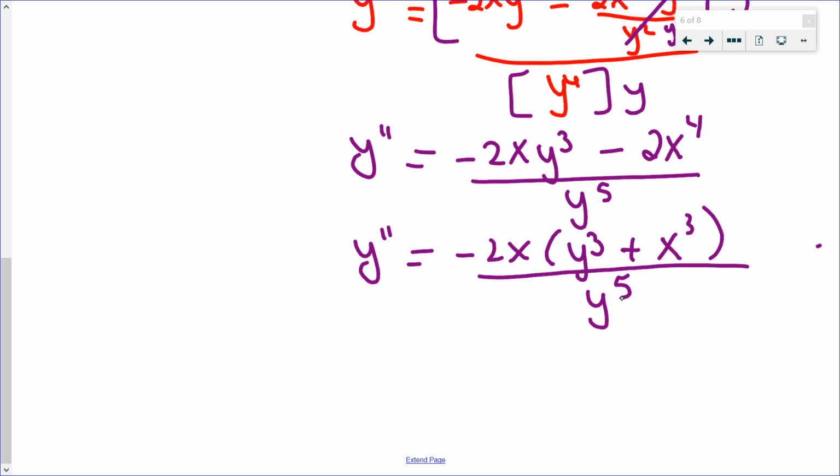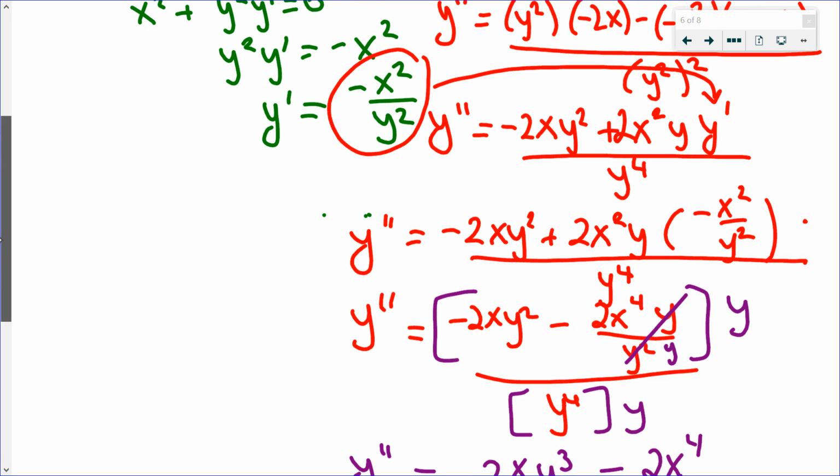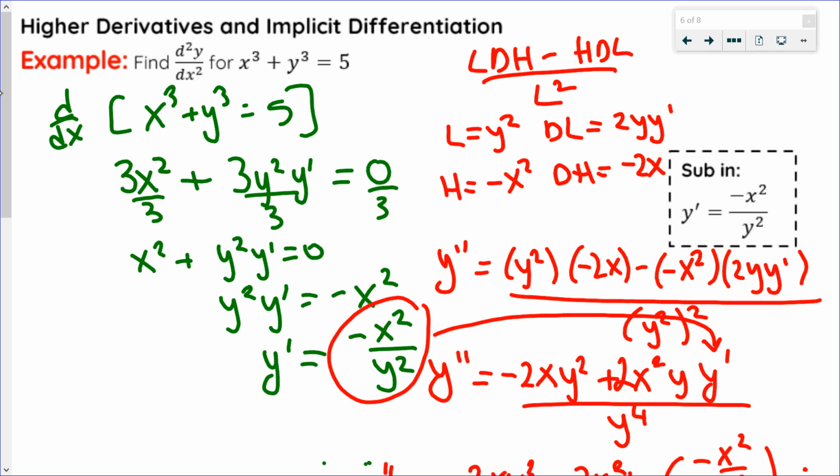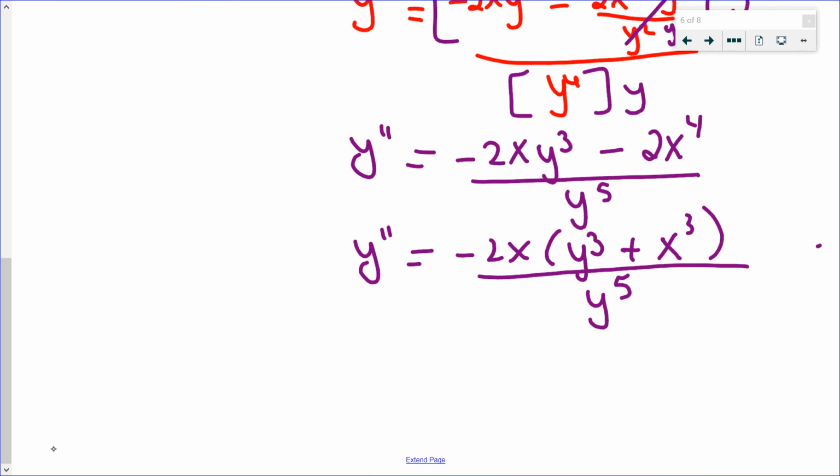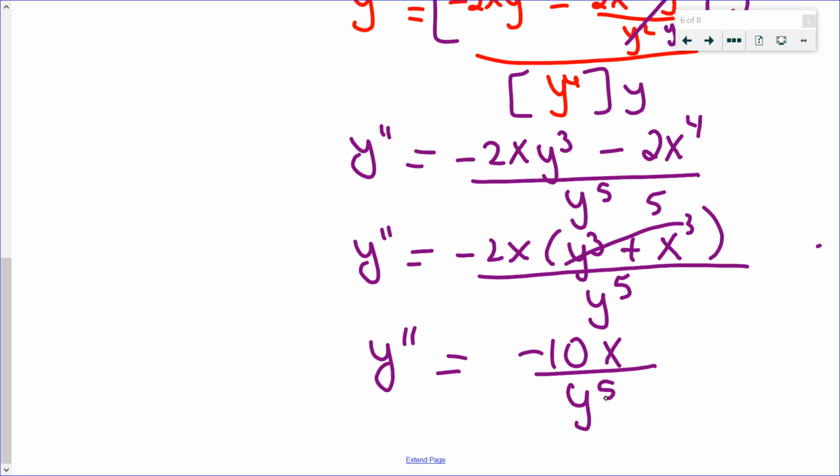Now that should look familiar. Y cubed plus x cubed. If I go all the way up here, that's what we started with. And what was x cubed plus y cubed? Well, it was simply just 5. So I'll make another substitution here. That's just 5. So my second derivative is just going to be negative 10x all over y exponent 5. So we do two substitutions, one for the first derivative, and then if it works out nicely, which it should, you're also going to substitute in the original equation. So hopefully that made sense.